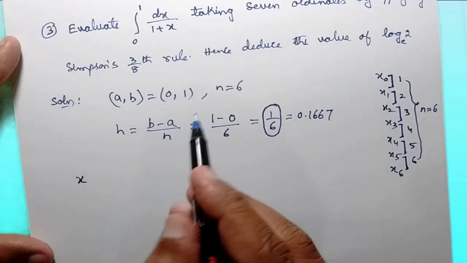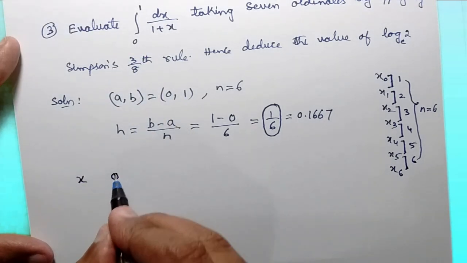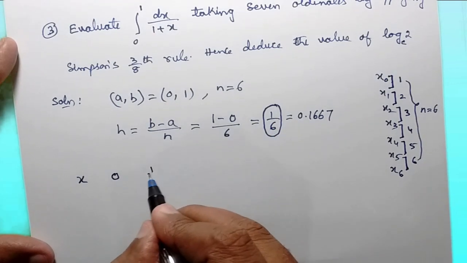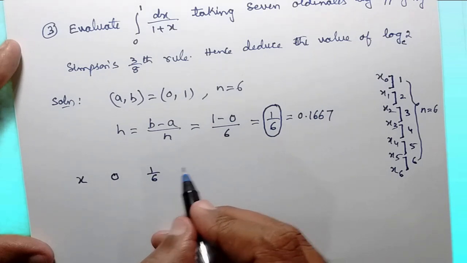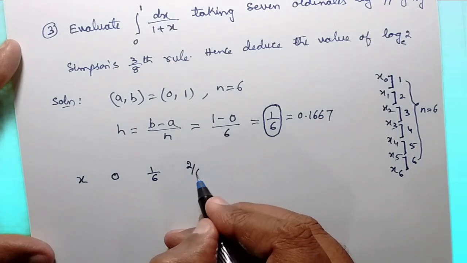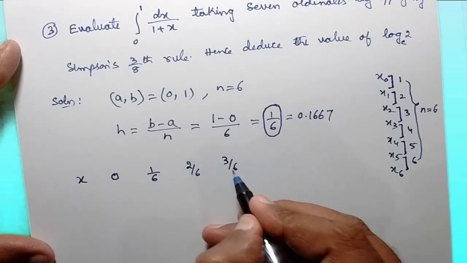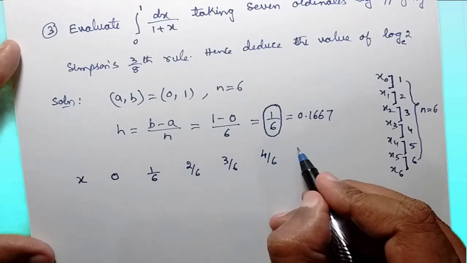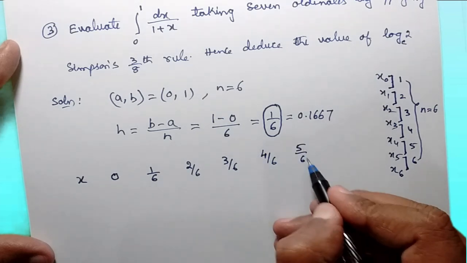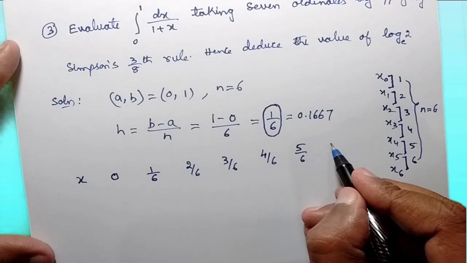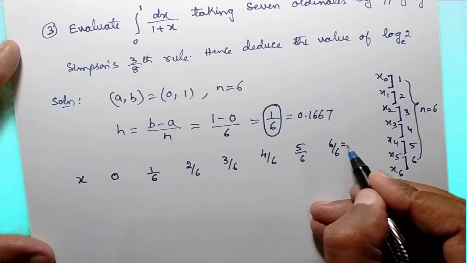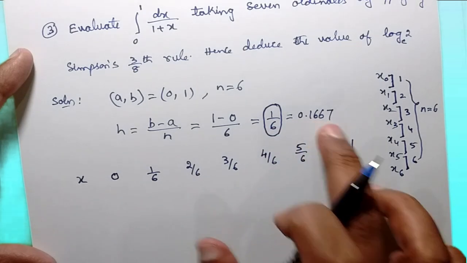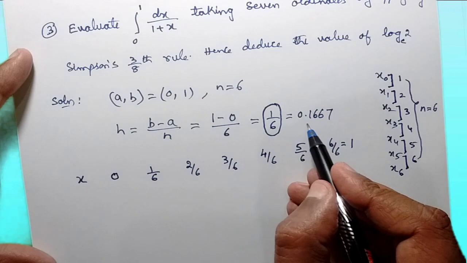So x values, the initial value of x is starting from 0. So each and every time you have to just go on adding 1 by 6. So 0 plus 1 by 6 will be 1 by 6. 1 by 6 plus 1 by 6 will be 2 by 6. 2 by 6 plus 1 by 6 will be 3 by 6. 3 by 6 plus 1 by 6 will be 4 by 6. 4 by 6 plus 1 by 6 will be 5 by 6. 5 by 6 plus 1 by 6 will be 6 by 6. Alright, 6 by 6 is 1. So if you take 1 by 6, you will be getting exact 1. But if you take this approximate value, you might not reach 1. Therefore, you can ignore that value.